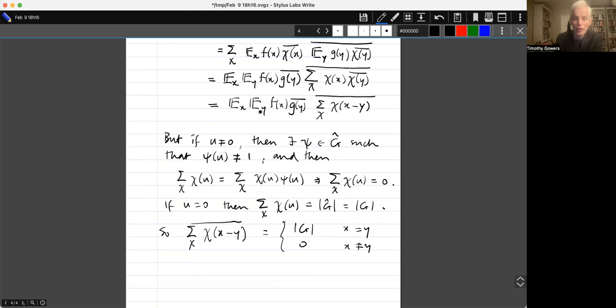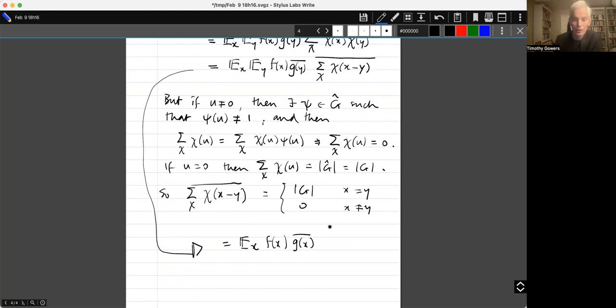Now, if we then look at the average over y, then the probability that x equals y is 1 over the size of g, and when x equals y, we have a g of x bar here, which means that all this thing equals the average over x. So I've taken out an f of x here, and now I'm looking at the average over y of g of y bar times this function here, which I've just evaluated, which is going to be non-zero with probability 1 over the size of g, which cancels out this size of g. And when it's non-zero, we get g bar of x. And that's what we wanted.